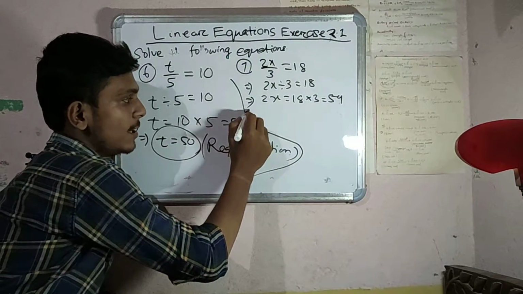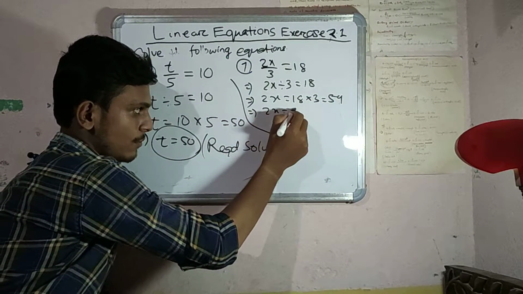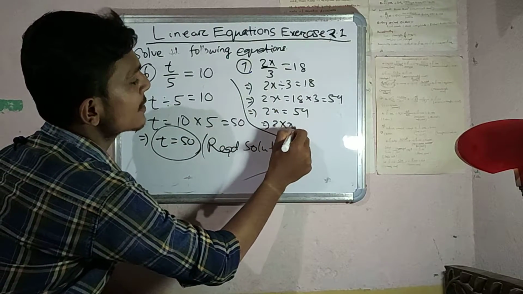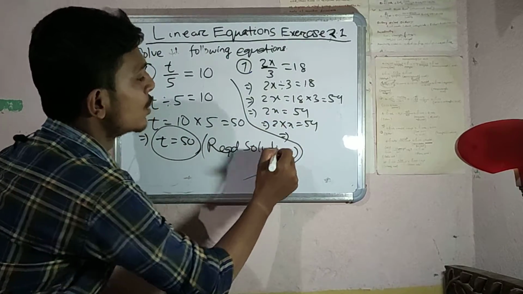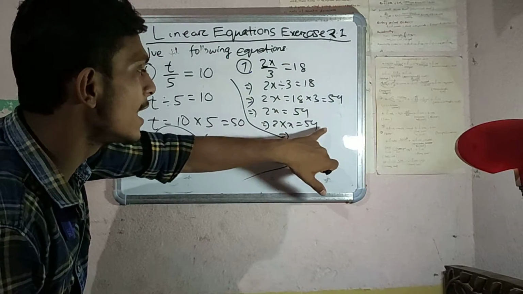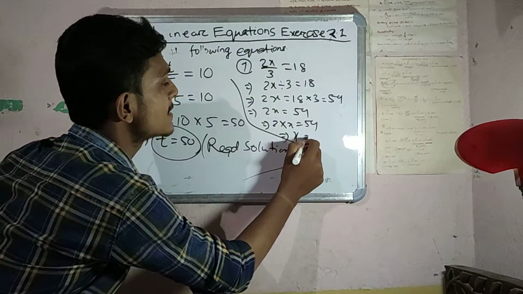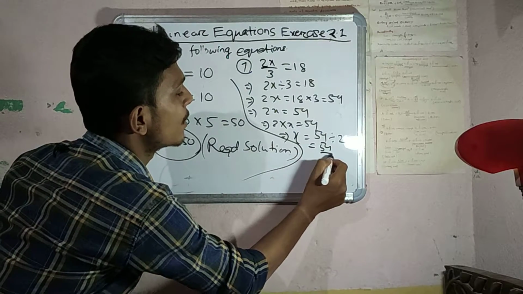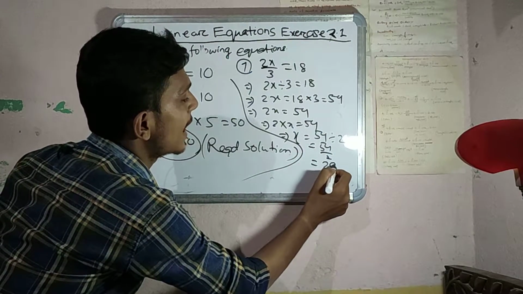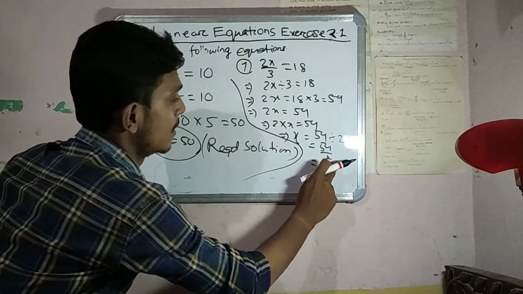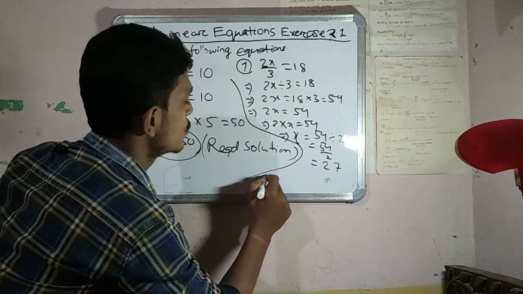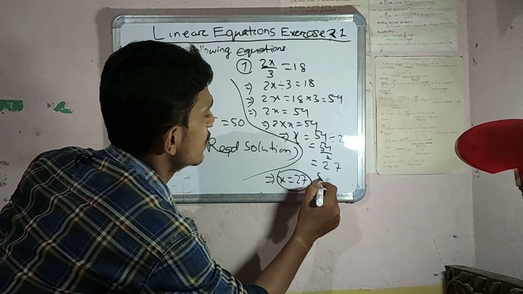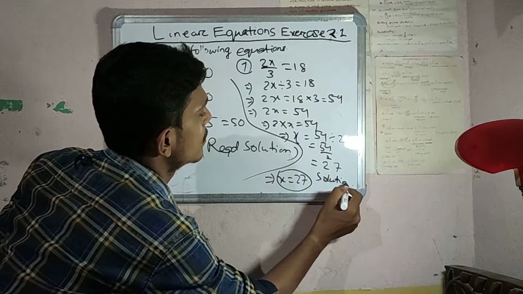54. So 2x is equal to 54. 2x means 2 is multiplied with x to give 54. When 2 is transferred to the right hand side, x is equal to 54 divided by 2, that is 54 upon 2, that is 27. So the value of x is 27. That is the required solution.